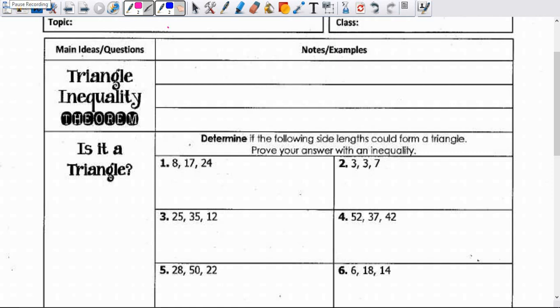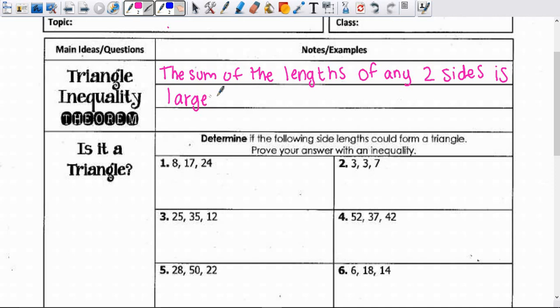Alright, here we're going to do section 5.6, which is mainly your triangle inequality theorem. That theorem says the sum of the lengths of any two sides is larger than the third side.